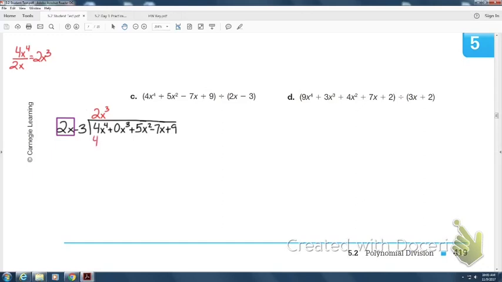4x to the 4th. You ready for this one though, I think. What's 2x cubed times negative 3? Attaboy. Subtracting all of that, so I will go in and do opposite the signs. Again, my first ones cancel as they should. 0x cubed plus 6x cubed is what?